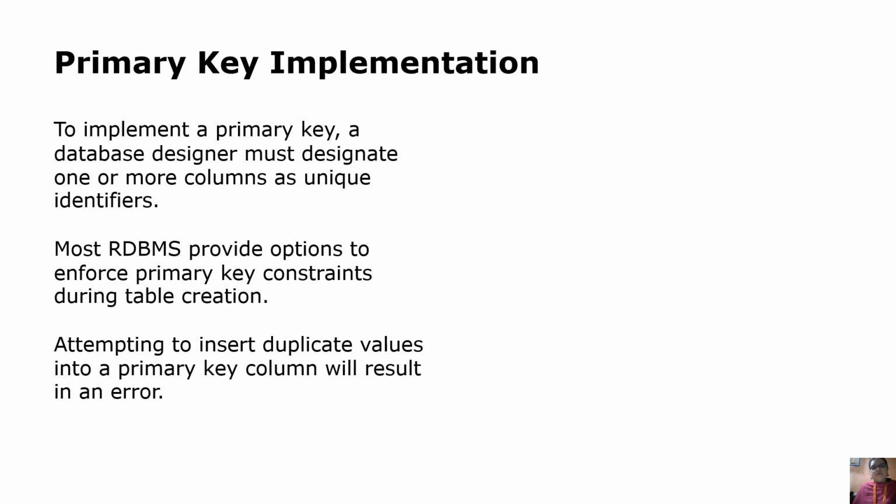Next, we discuss primary key implementation. To implement a primary key, a database designer must designate one or more columns as unique identifiers. Most RDBMS provide options to ensure primary key constraints during table creation. Attempting to insert duplicate values into a primary key column will result in an error.